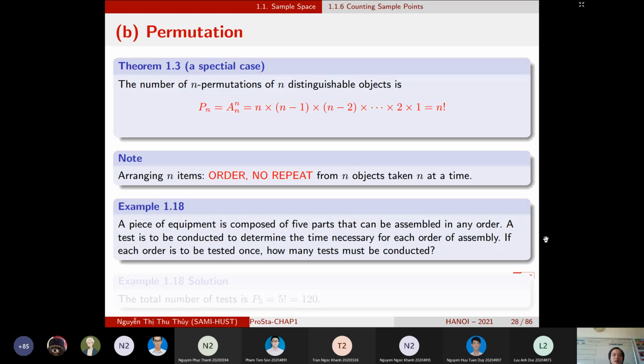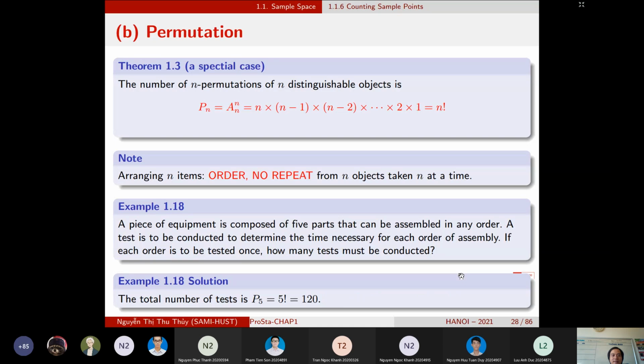Okay, let's consider the example 1.18. A piece of equipment is composed of 5 parts. Okay, we consider an equipment that is composed of 5 parts, and it can be assembled in any order. A test is to be conducted to determine the time necessary for each order of assembly. Okay, so if each order is to be tested once, how many tests must be conducted? That means we need to count how many tests we need to conduct. Okay, so the final answer is n permutation, and the number is 120.